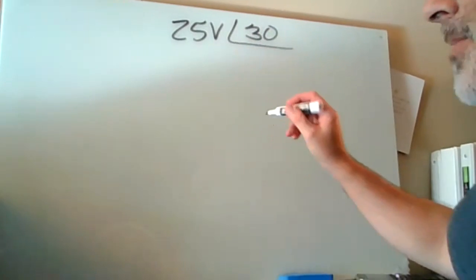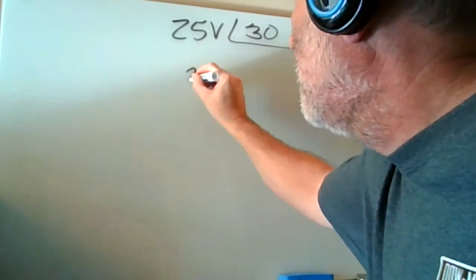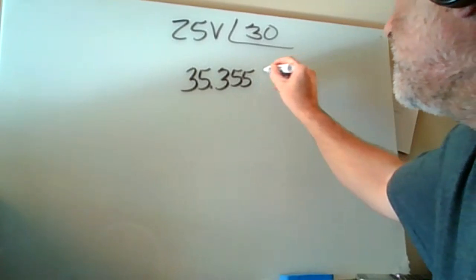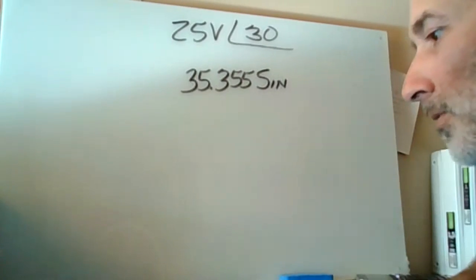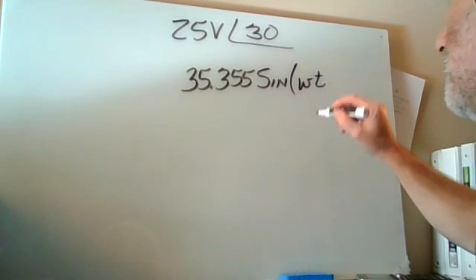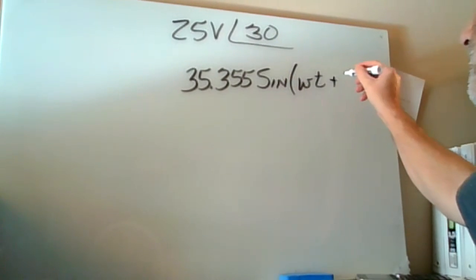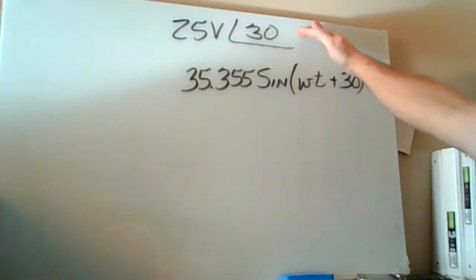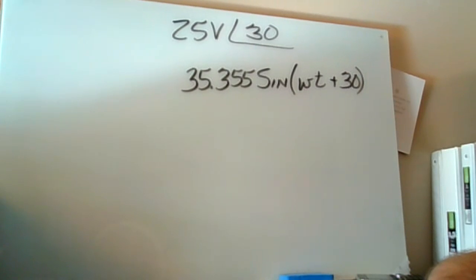So if I multiply 25 by the square root of 2, you should get 35.355. And then I put sine, because we're always going to use a sine wave, times, you don't know any numbers, so you just write omega t. It's a positive angle, plus 30. And that's my sinusoidal voltage from this phasor voltage. Fairly simple stuff, right? Don't worry, you'll get practice converting those too, because they're on the test.